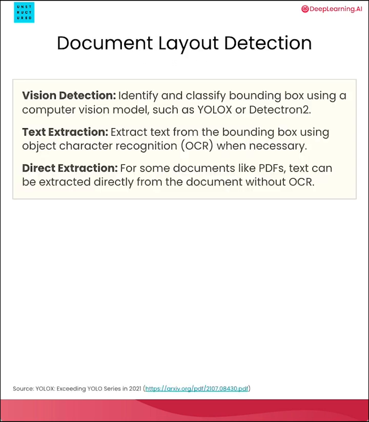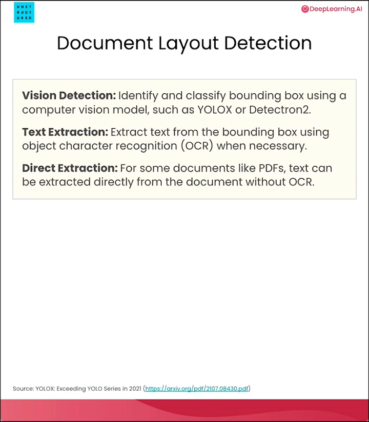Document layout detection requires two steps. First, identifying and categorizing bounding boxes around elements within the document, and then extracting text from within those bounding boxes. So for the first step, you'll draw a bounding box around each element within the document, such as narrative text, or title, or bulleted lists. Once you've identified and labeled those bounding boxes, you need to get the text out.